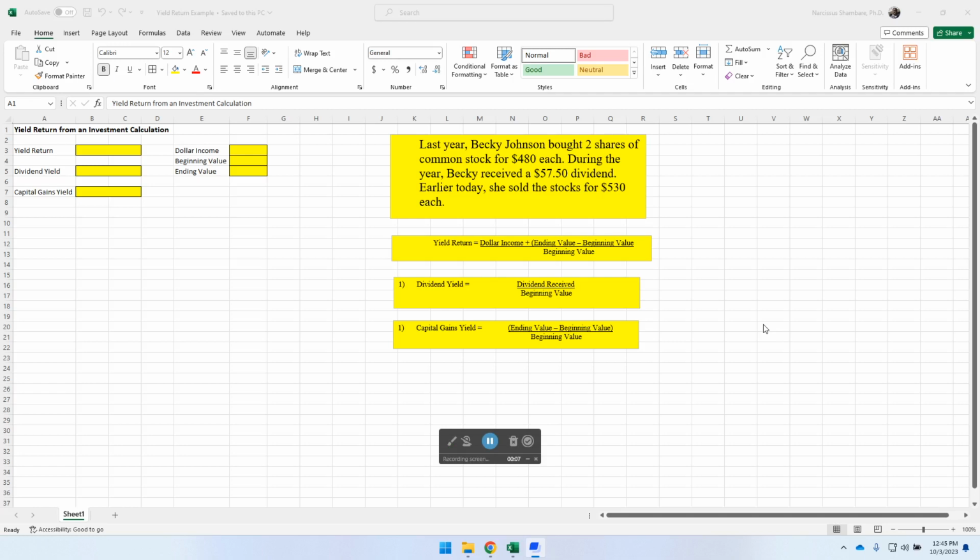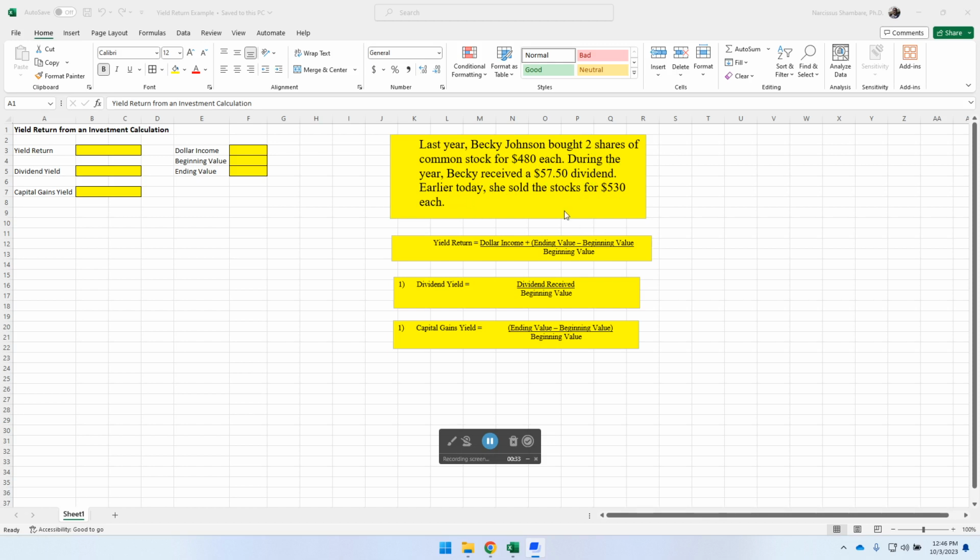So this is just a quick calculation using a scenario of an individual who invested their money into some common stocks. And in this particular case, they only bought 2 shares of common stock for $400 each. And during the year, they were able to receive $57.50 in dividend. And earlier today, they were actually able to sell the stocks for $530 each.